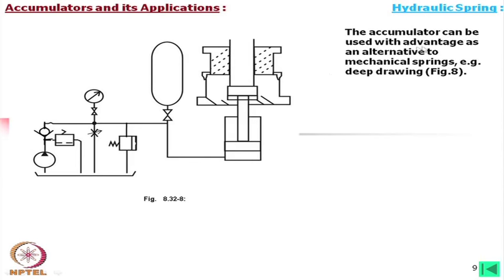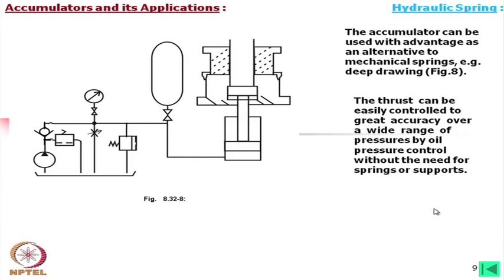Now, the accumulator can be used with advantage as an alternative to a mechanical spring. Instead of a mechanical spring, we use a hydraulic spring. If you look into these operations, there is an accumulator fitted over this system, and in that case this acts as a hydraulic spring. Probably this is in hammering machines or forging machines. In that case we can use such a hydraulic spring instead of a mechanical spring.